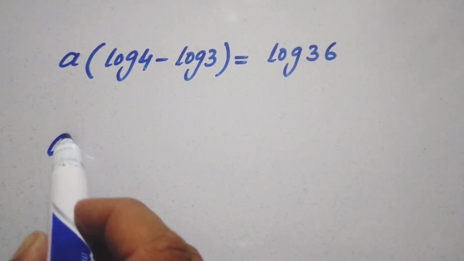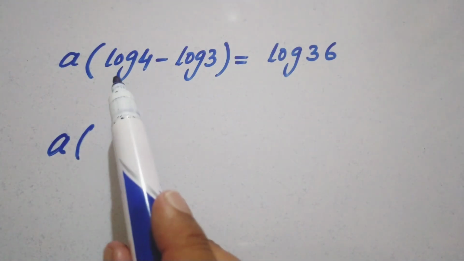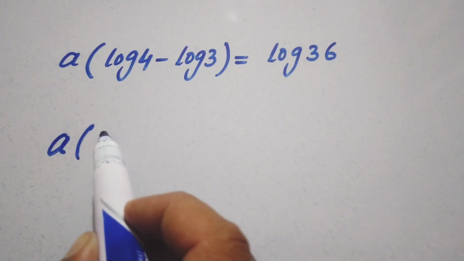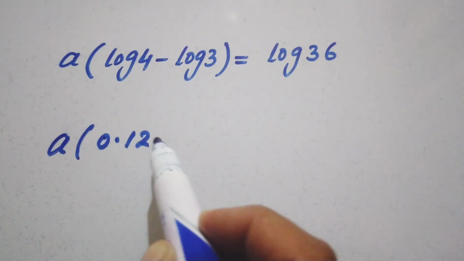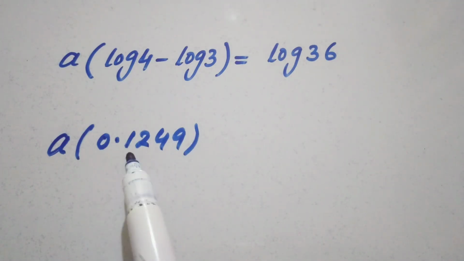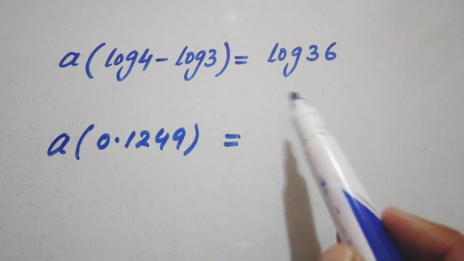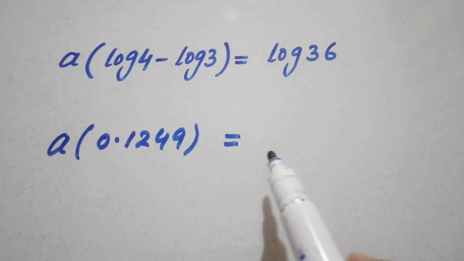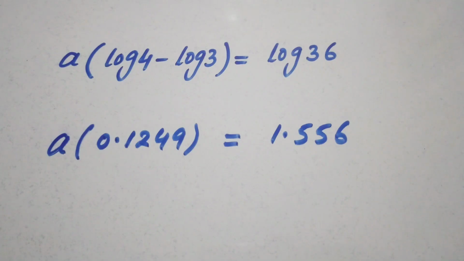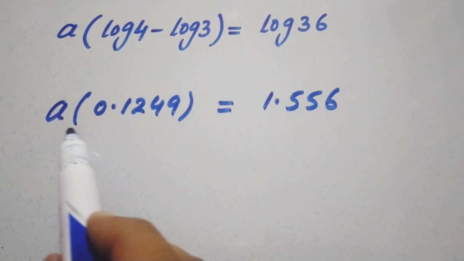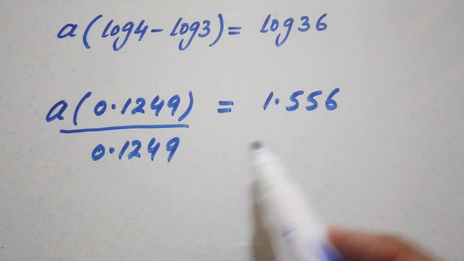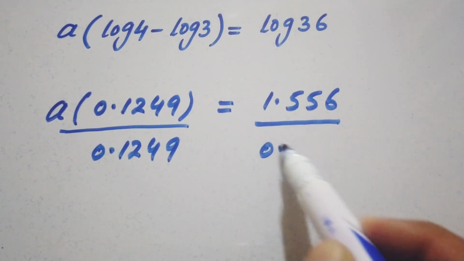And now a into log of 4 minus log of 3, by using calculator we get 0.1249. Log of 4 minus log of 3, this is 0.1249, is equal to log of 36, which is 1.556. Now dividing both sides by 0.1249.